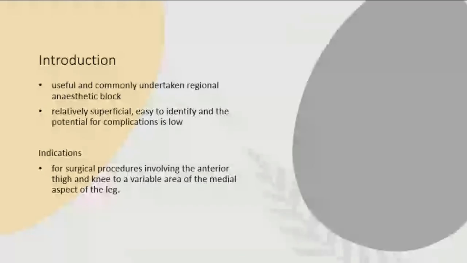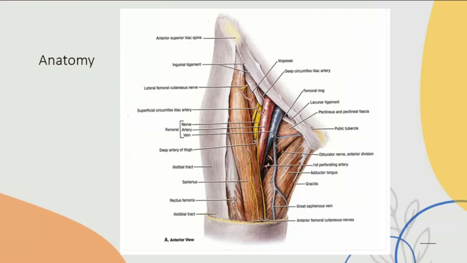So going into femoral nerve block. It's one of the very common and useful nerve blocks in our regional anesthetic practice. Quite simple and superficial, quite easy to do. So usually it's indicated for surgical procedures involving the anterior thigh and the knee, to a variable area of the medial aspect of the leg.